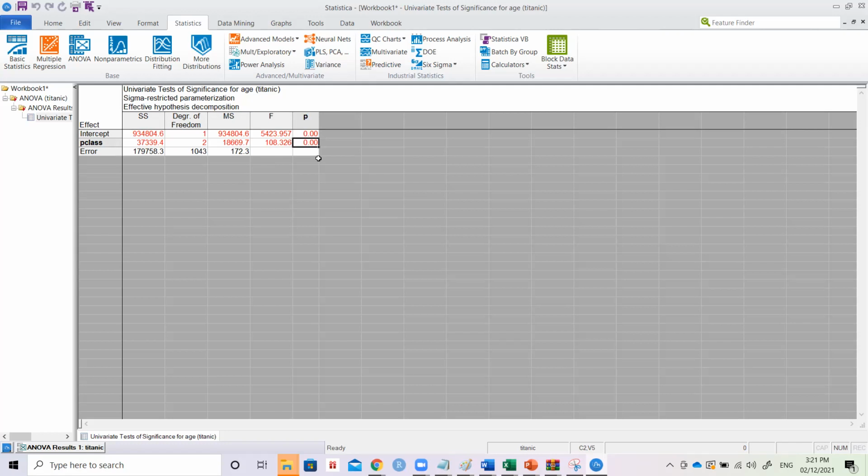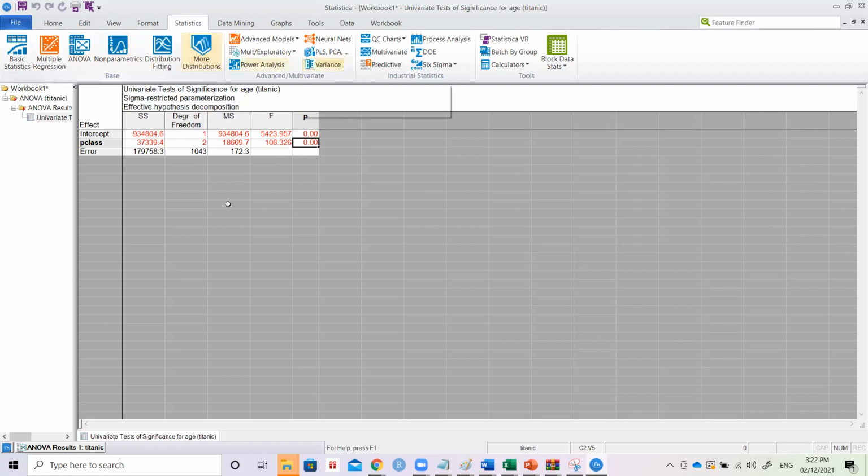Ibig sabihin, P class is a significant factor or P class contributes to the difference in ages, or age differs significantly between passenger classes. So multiple ways of saying the same thing. But basta we reject the H0, since we know H0 and HA, right? So that's how you do that for Statistica.